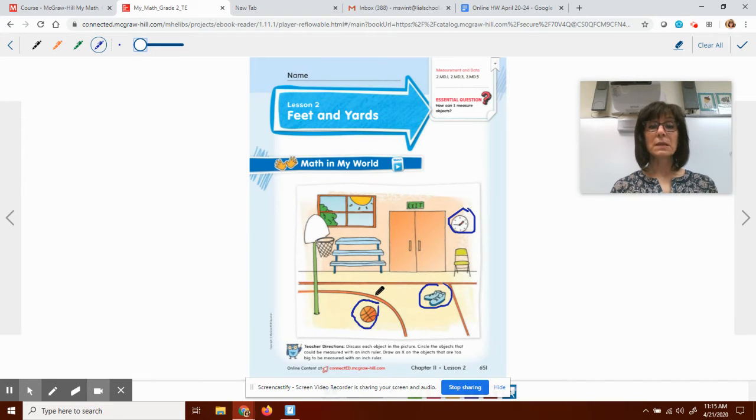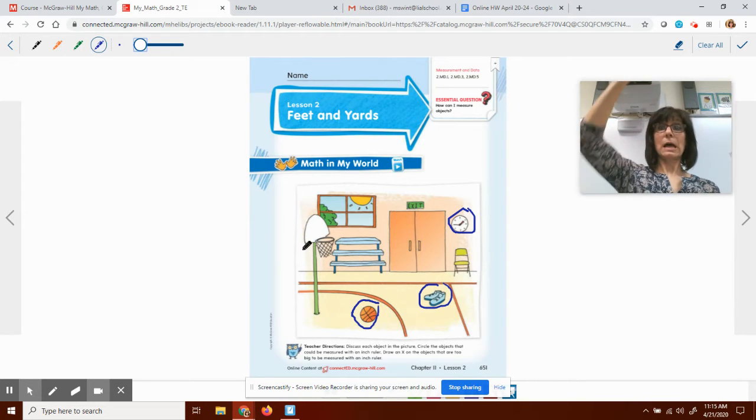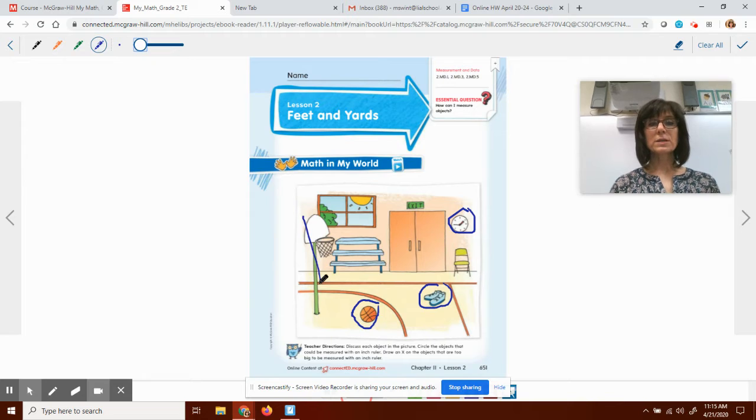It'd be something that I wouldn't need a yardstick for. How about a basketball hoop, though? And the pole, well, that's probably going to take a yardstick, because that would take a lot to measure. So I'm going to cross that one off. I'm not going to use a ruler for that. How about this window? Probably not. I would say no on the window. How about the door? Nope. We're going to measure that with something else too.